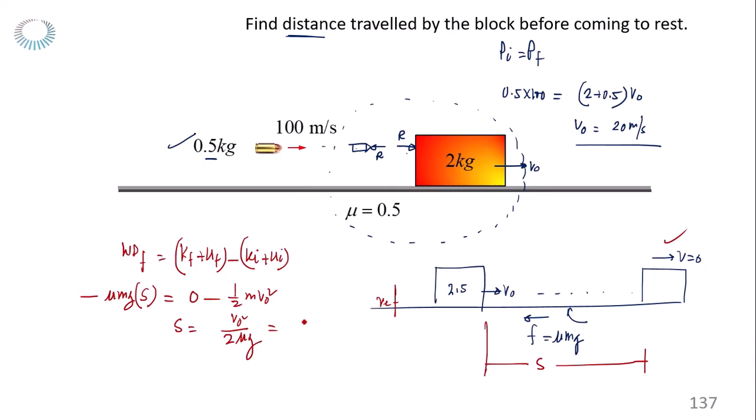So v0 square is 20 into 20, divided by 2 into 0.5 into 10, which becomes 10. So 400 by 10 means 40 meter. So 40 meter is the displacement of the bullet block system before it comes to rest. There is an impulsive force, but that impulsive force is not taken into account by considering the entire bullet block system.